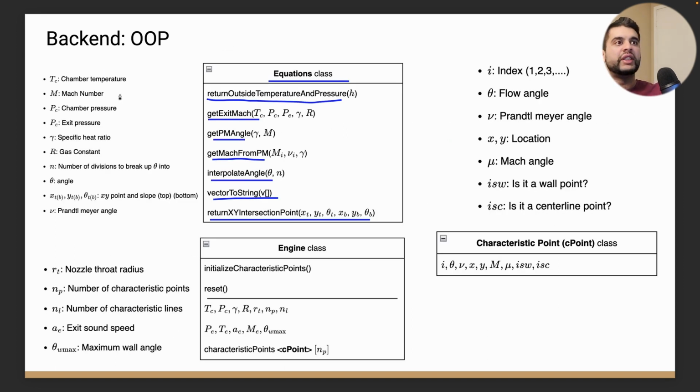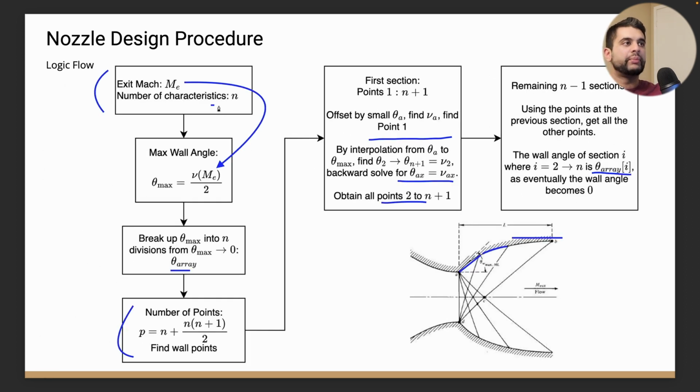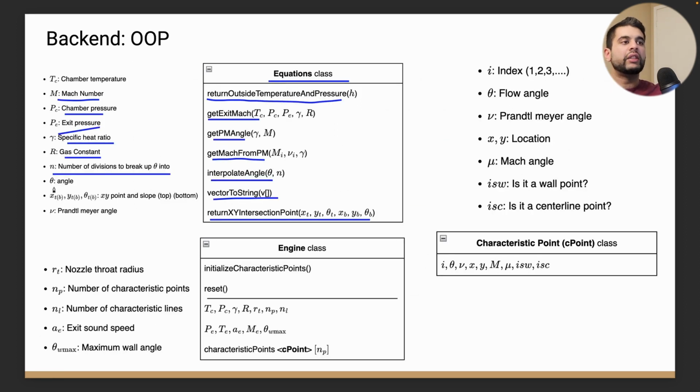Let's look at the terminology. TC, chamber temperature, Mach number, pressure, specific heat ratio, gas constant, number of divisions to break up theta into, the number of lines, characteristic lines. This N and this N is the same. Theta is an angle. XT, YT, and theta are slopes, points and slopes. Panel mirror angle is nu. Nozzle radius, number of points. NL, number of lines. So this N, same as this one here. Exit sound speed, maximum wall angle.